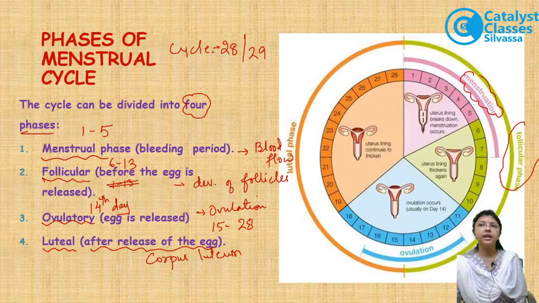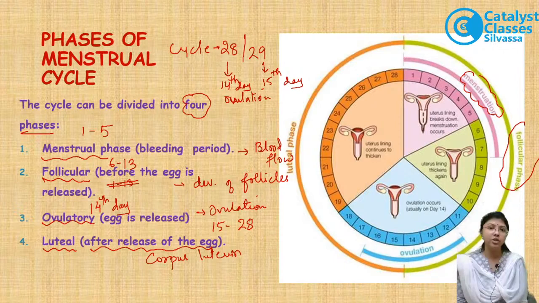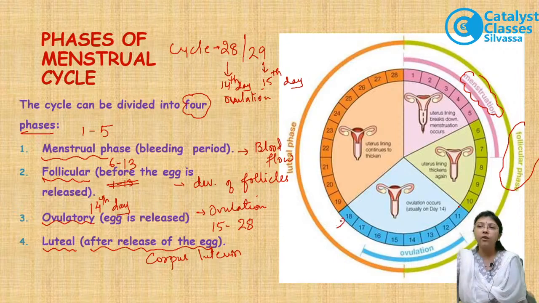ठीक है, 28 days का अगर cycle होता है then ovulation is going to take place on the 14th day. And if the cycle is of 29 days, ovulation takes place on the 15th day. ठीक है, 28 day का cycle है, then ovulation will take place on 14th day, and if it is a 29 day cycle, ovulation is going to take place on 15th day. But the period from, you can say 11th to 18th day is said to be the fertile period.